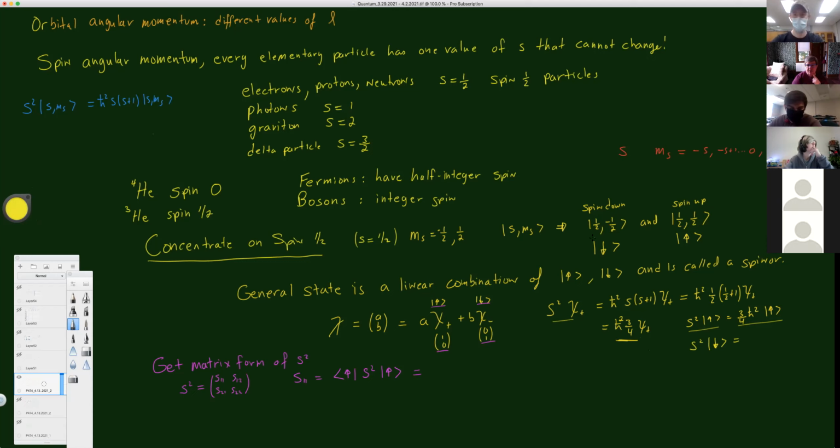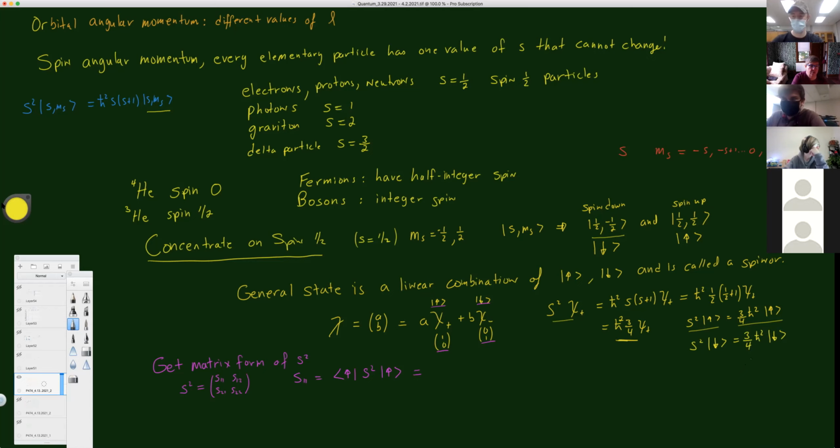Remember, the down is short for this, which is in this format. Would it be the same? Yeah, absolutely. Remember, little s: once we've said we're dealing with particles that are spin 1/2, it never changes, ever. And the eigenvalue of s squared only depends on little s, not on m, or m sub s, sorry. Okay, so that's true.